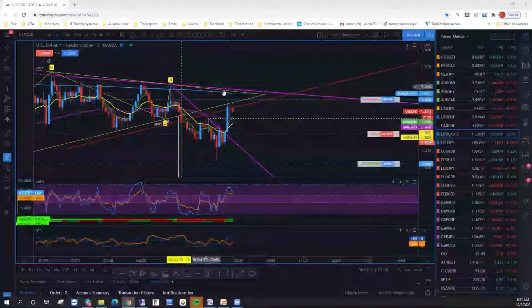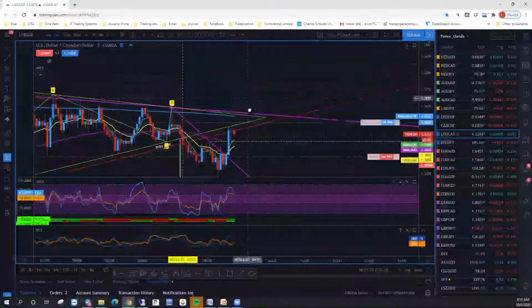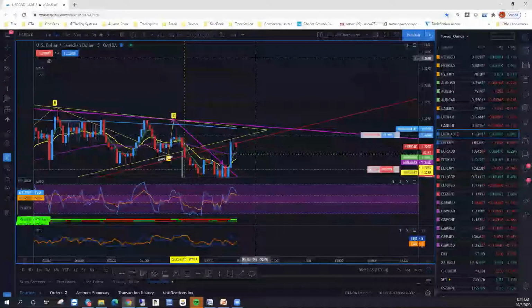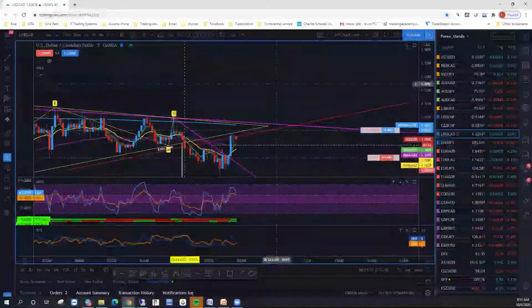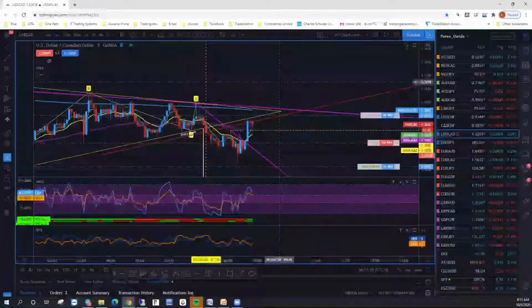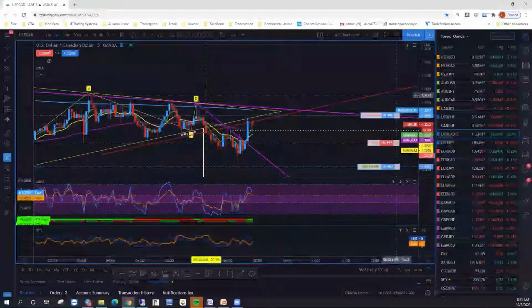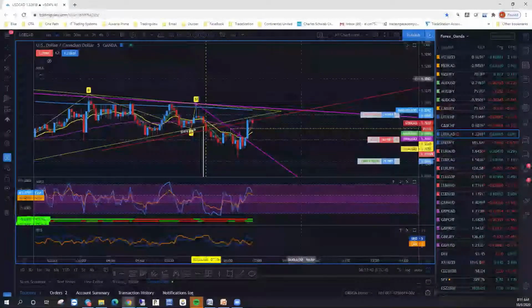This thing does break the top of the wedge here. We're looking at it going significantly higher. My harmonic scanner, do another scan. Oh yeah, it spit another one out.